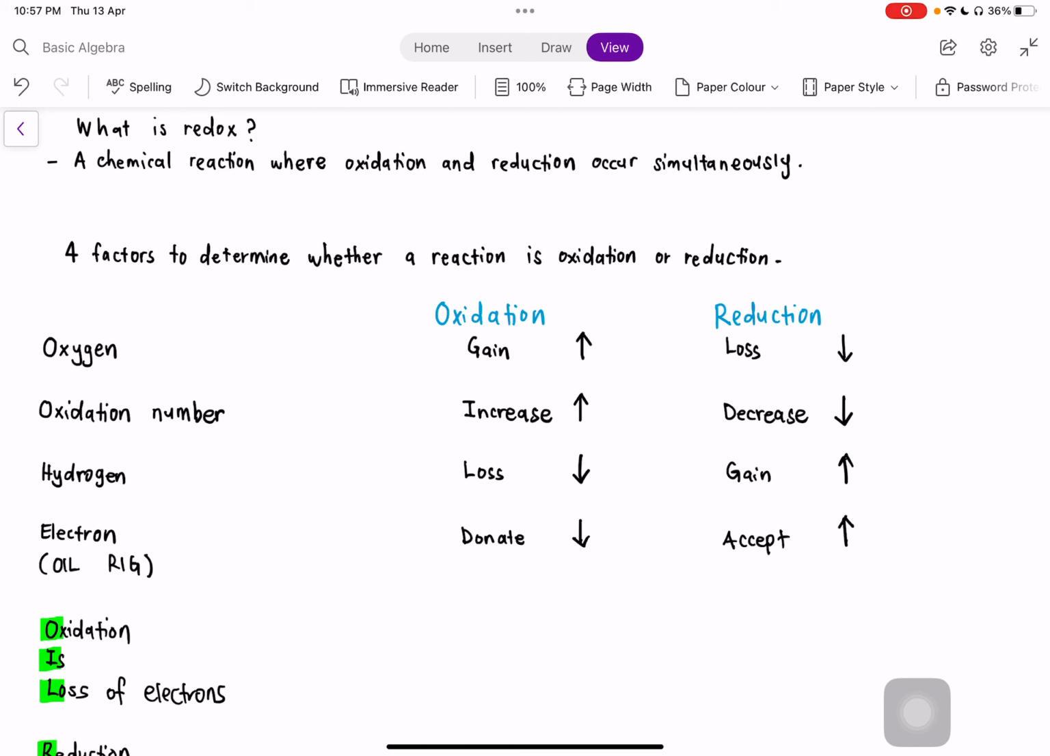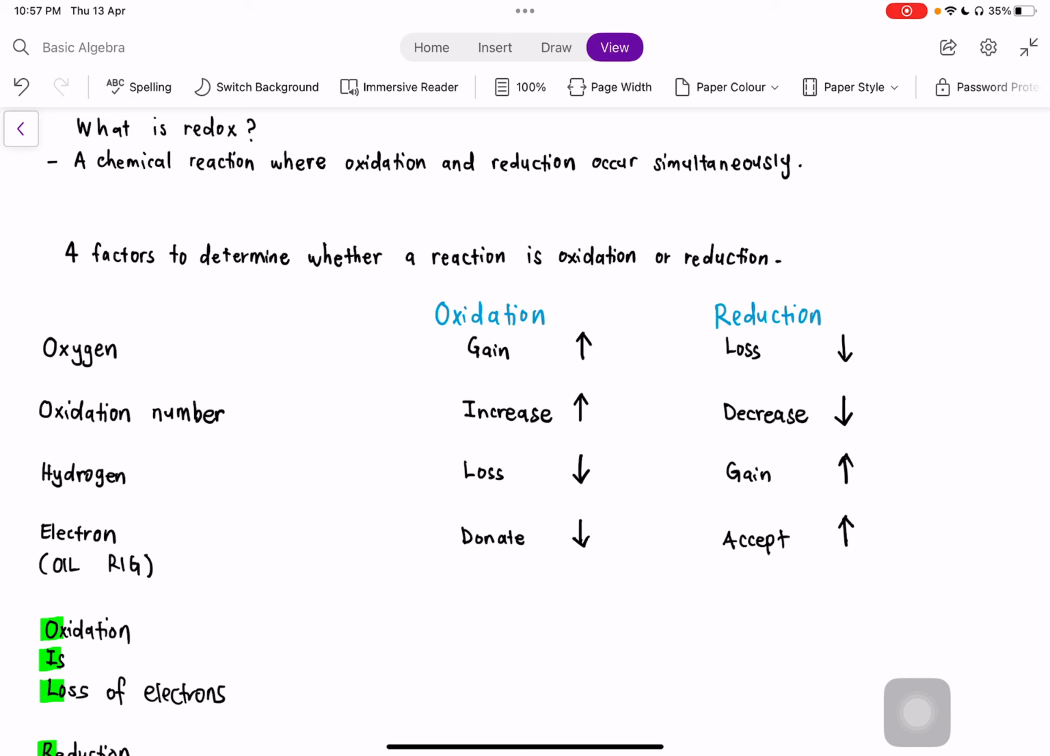In this video, teacher will teach Chemistry Form 5 Chapter 1. What is redox? Redox is a chemical reaction where oxidation and reduction occur simultaneously. Simultaneously means occur at the same time.